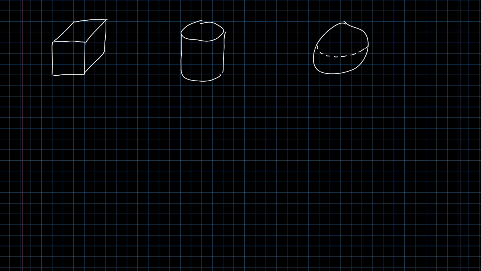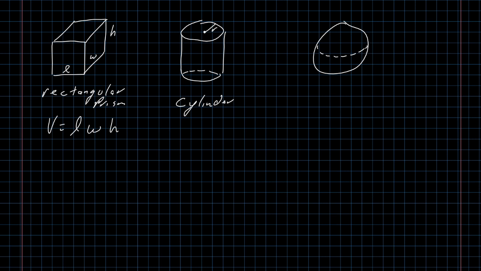All right, so we have here a rectangular prism. The dimensions there are the length, the width, and the height, and the volume is just length times width times height. We have here a cylinder. A cylinder has a circle at the top and bottom. We will talk about the radius of that circle. And then a cylinder has a height. And the volume here is pi r squared times height.